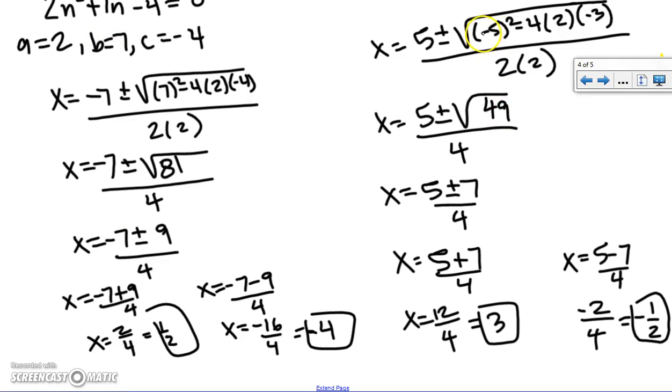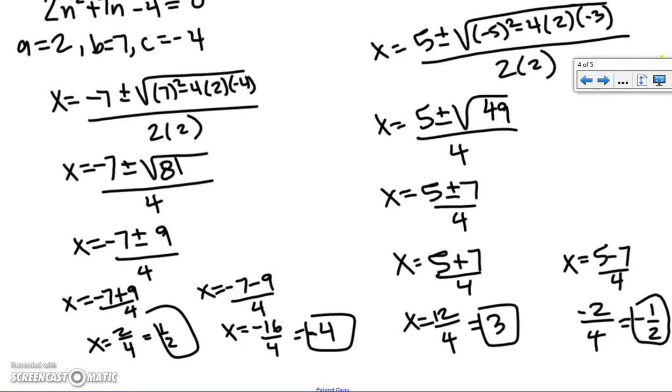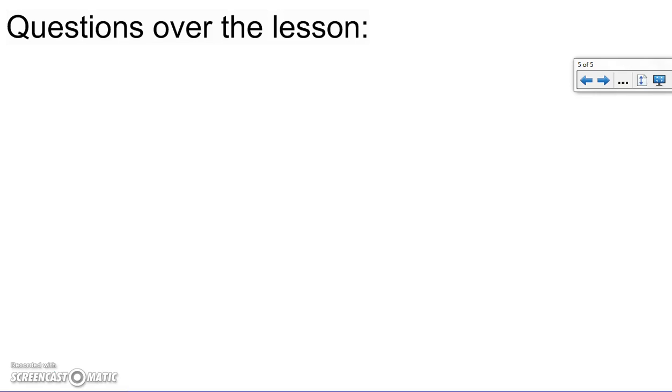On this side, when you plug in, under your radical, you get the square root of 49, which is 7. So we have 5 plus 7 over 4 and 5 minus 7 over 4. And then you simplify to get your answers. So go ahead now and record any questions that you had over the lesson.